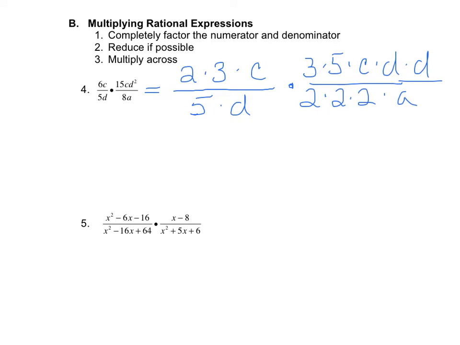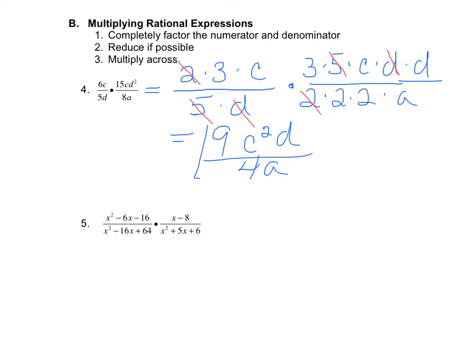Okay, let's do some canceling. A 2 for a 2, a 5 for a 5, a D for a D, and that's it. That's all I can cancel. So let's see what I have left over. On the top I have 3 times 3, which is 9, C times C, which is C squared, and a D. On the bottom I have 2 times 2, which is 4, times A, which is 4A.